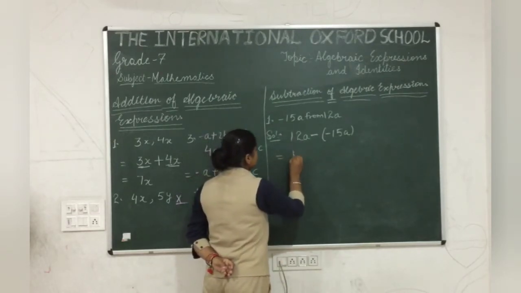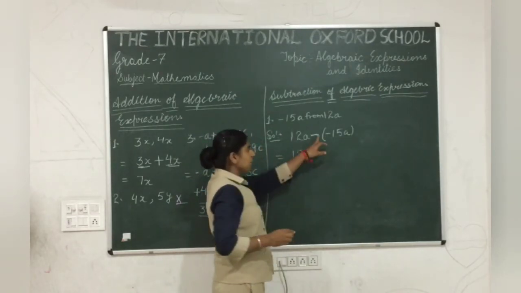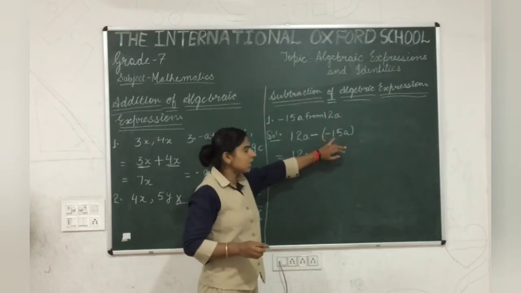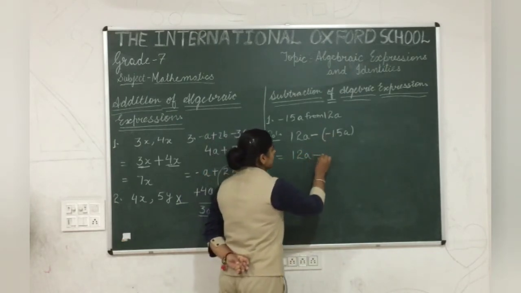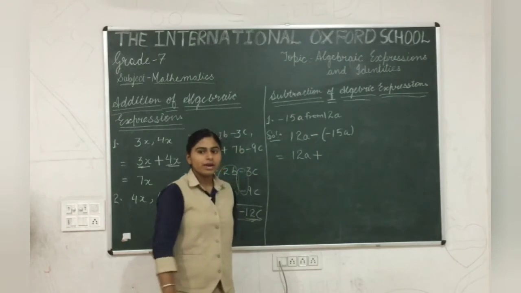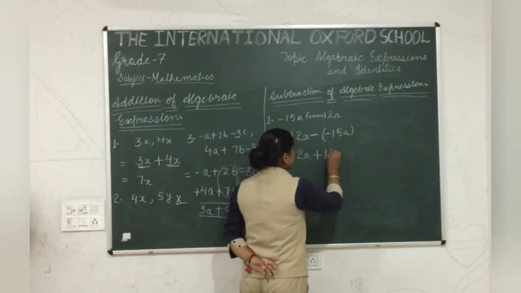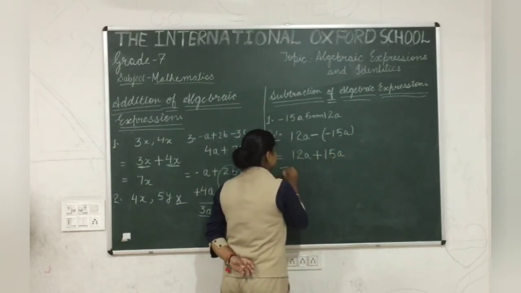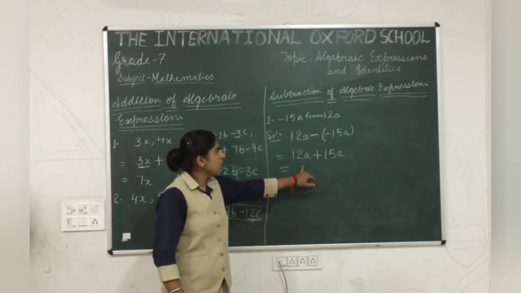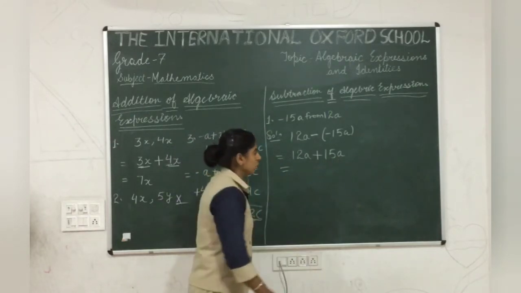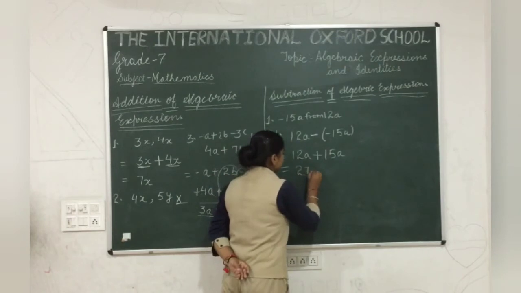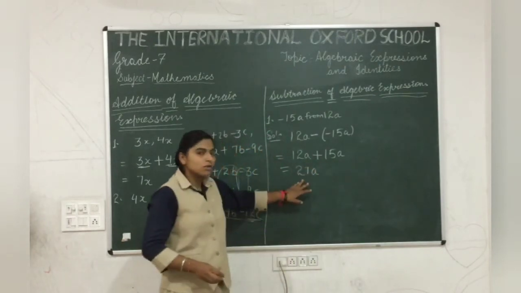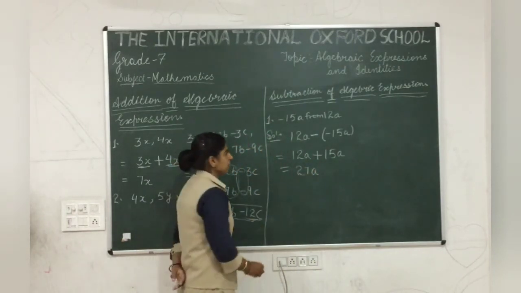Now 12a as it is, and minus minus, both of these are like signs, so these will convert into the sign of addition, that is 12a plus 15a. Now 12 plus 15, that is equal to 27. So the answer is 27a.